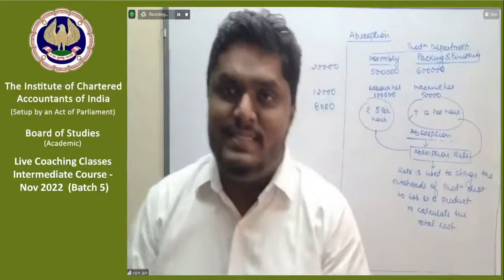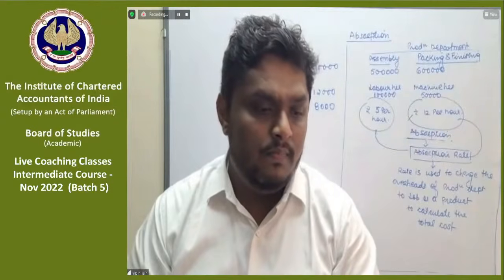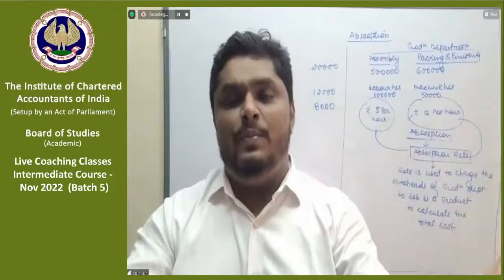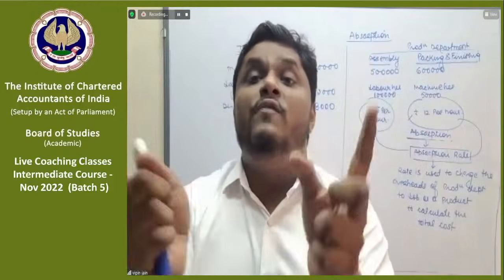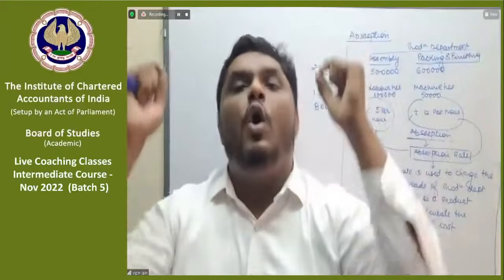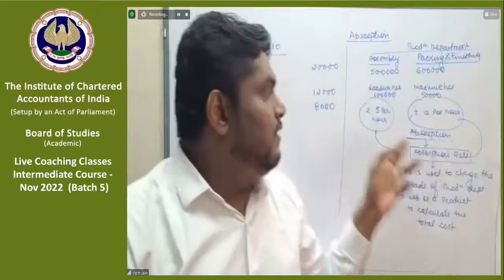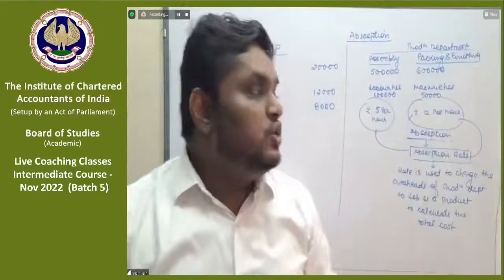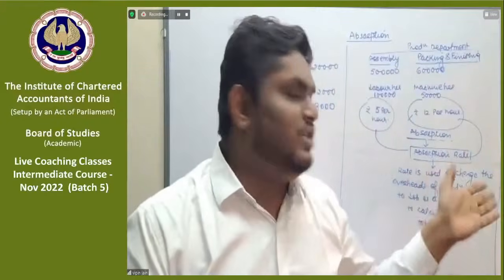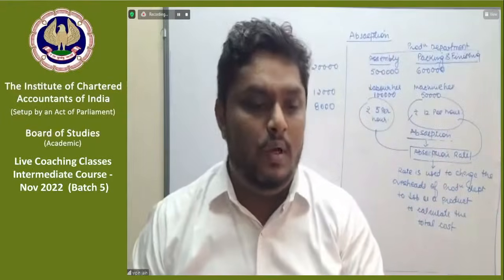I repeat again, guys, the major object of all this exercise is to calculate the cost of the product. While calculating the cost of a product, we need to charge the overheads of the production department to a particular product or job to calculate the total cost. How? Very simple, the answer is via absorption. We first calculate the absorption rate, and that rate is used to charge the overheads of the production department to various jobs or products to calculate the total cost.